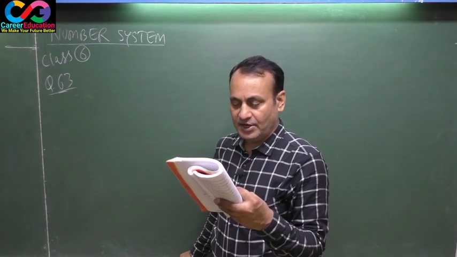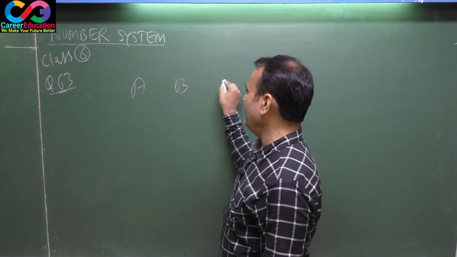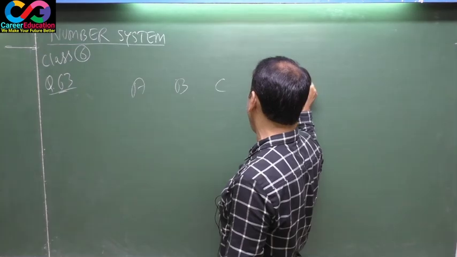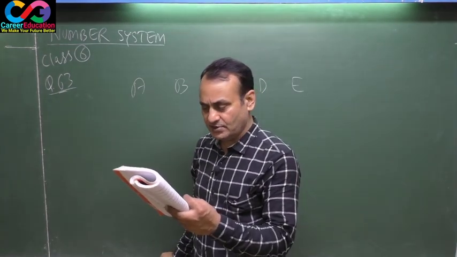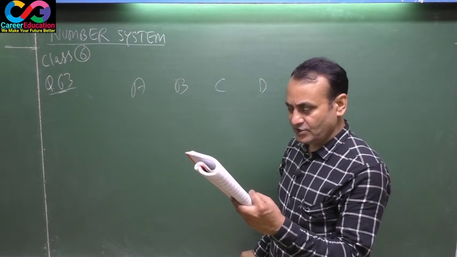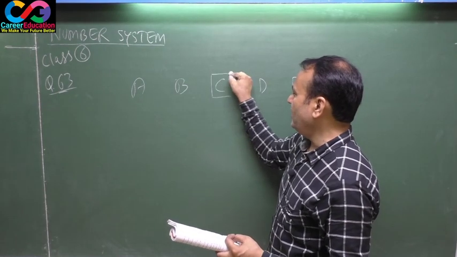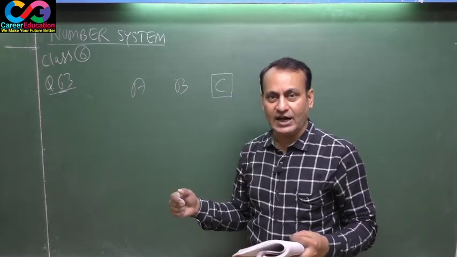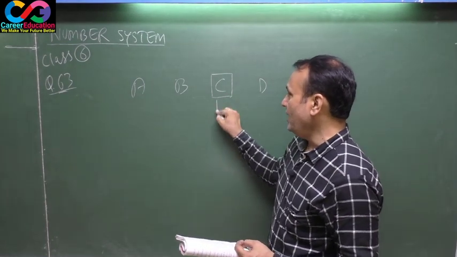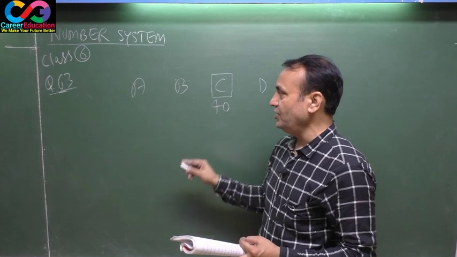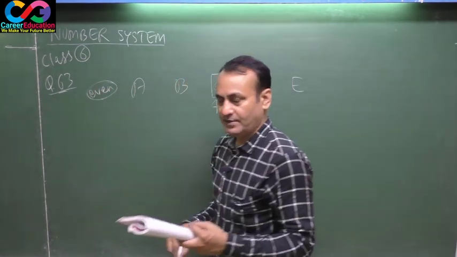The average of 5 consecutive even numbers A, B, C, D, E is 40. That means if A, B, C, D and E are 5 consecutive even numbers, certainly the average is C, and the question says this is 40. These are your consecutive even numbers.